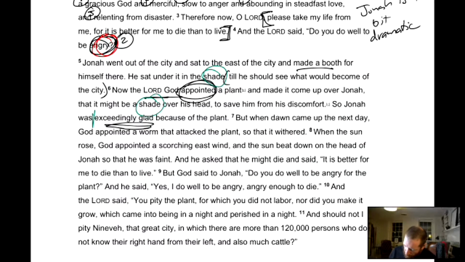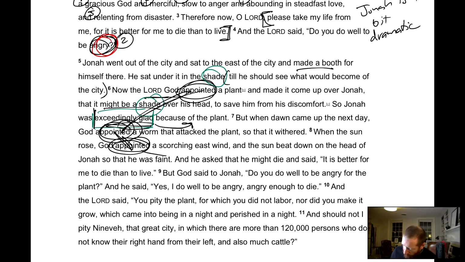That is a compare and a contrast, is it not? Jonah seems to be going through some mountaintops and some valleys here. He is exceedingly angry, dismayed at God's mercy, and now he's exceedingly glad. Why? Because of the plant. But when dawn came up the next day, God appointed, we've got some repetition, God appointed a worm that attacked the plant so that it withered. And when the sun rose, God appointed, what did he appoint? A scorching east wind. And the sun beat down on the head of Jonah so that he was faint.